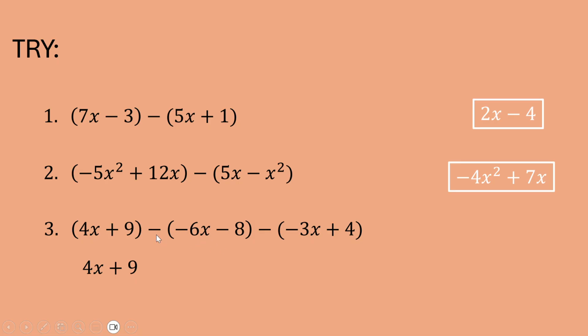Here we have subtraction, so the signs will change. So it will be positive 6x and positive 8. And here's another subtraction, so the signs will change. This will become positive 3, and this becomes negative 4. And then we can go ahead and combine like terms. 4x plus 6x is 10x, plus 3x is 13x. And 9 plus 8 is 17, minus 4 is 13.